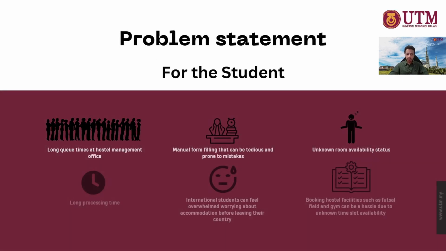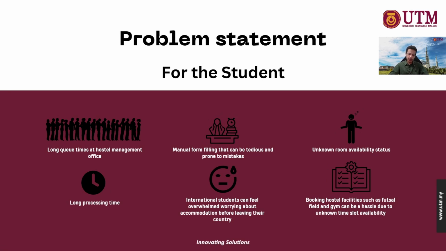Now, for the student, they have long queue times at the management office, especially during the beginning of the academic semester. The manual form filling can be tedious and very prone to mistakes. It's approximately around 3 pages. And there is the unknown room availability status and the long processing times. International students specifically can feel overwhelmed worrying about the accommodation before leaving the country, since they have to deal with the visa and the flight and many other factors. And finally, booking hostel facilities such as the futsal field and gym can be a hassle due to unknown time slot availability, as discussed earlier.